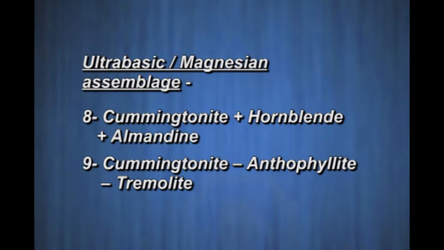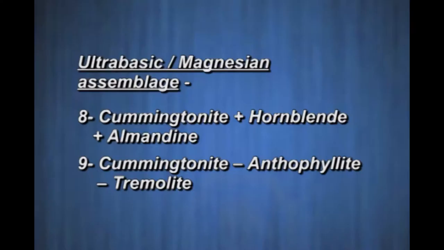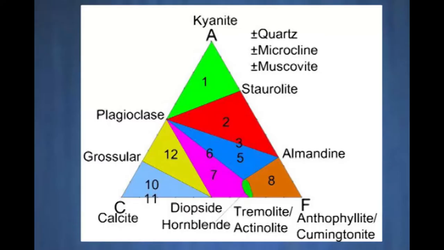Now the next assemblage is the ultramafic, ultrabasic or magnesian assemblage. Assemblage number 8 is cummingtonite plus hornblende plus almandine. Assemblage 9 is cummingtonite, anthophyllite, tremolite.